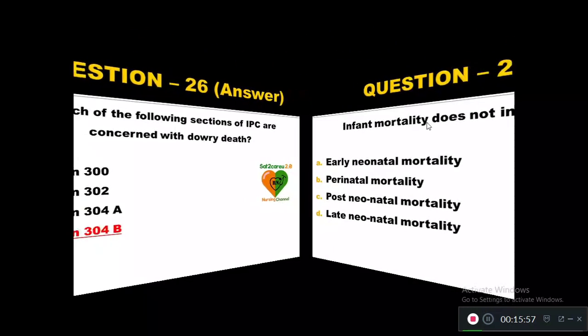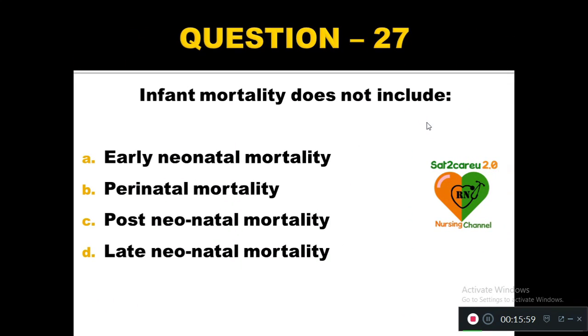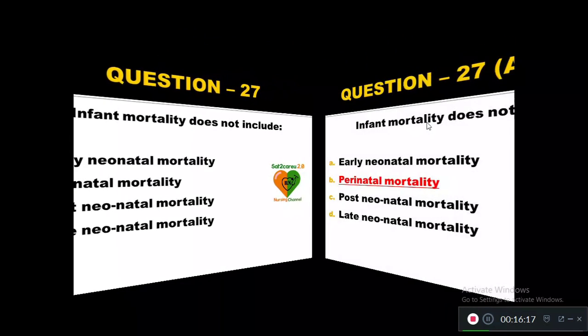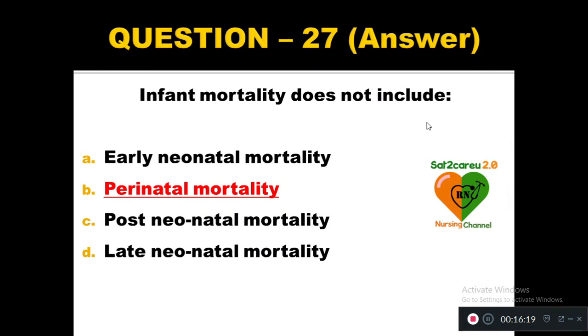Question number 27. Infant mortality rate does not include option A, early neonatal mortality, B, perinatal mortality, C, post-neonatal mortality, D, late neonatal mortality. Infant mortality does not include option B, perinatal mortality.